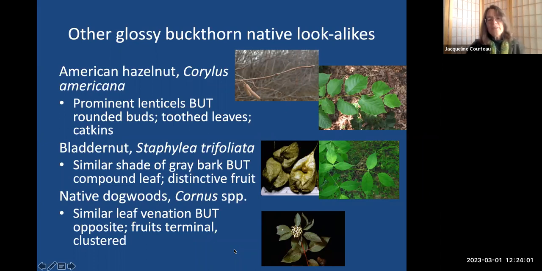And then there are a bunch of native dogwoods, the Cornus species, our native shrubby dogwoods. They can have similar leaf venation, the strongly parallel veins on the leaves. However, key difference, they're opposite rather than alternate. And also remember that in many of our native dogwood shrub species, the fruits are terminal clusters rather than those one or several axillary fruits. So some key differences if you do have fruits.